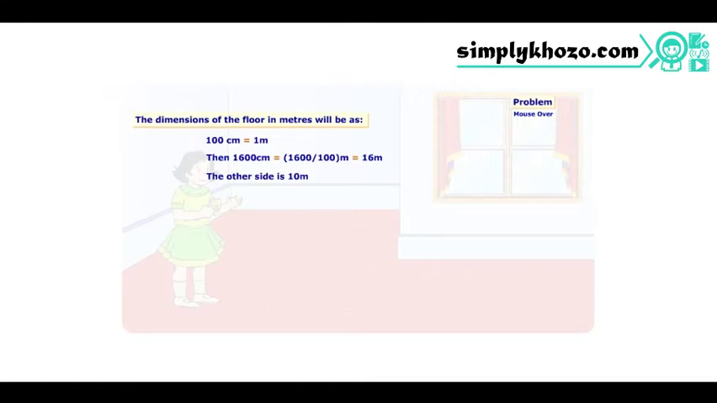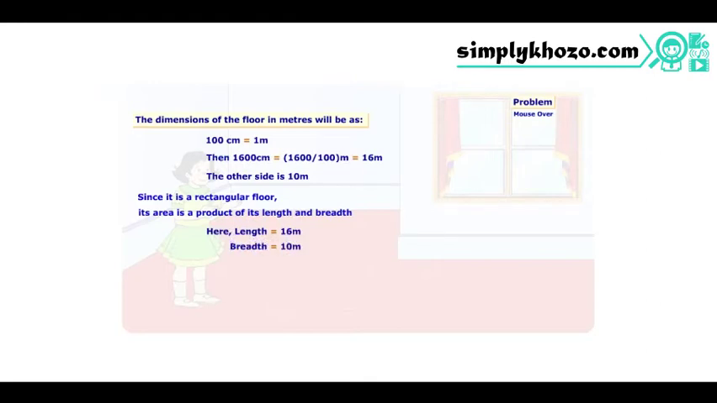The other side is 10 meters. Since it's a rectangular floor, its area is a product of its length and breadth. Here the length is 16 meters and the breadth is 10 meters. Area = L × B, that is equal to 16 × 10 square meters, that is equal to 160 square meters.